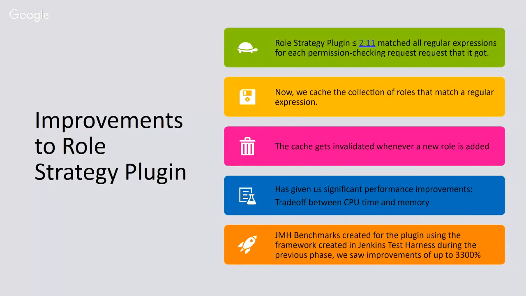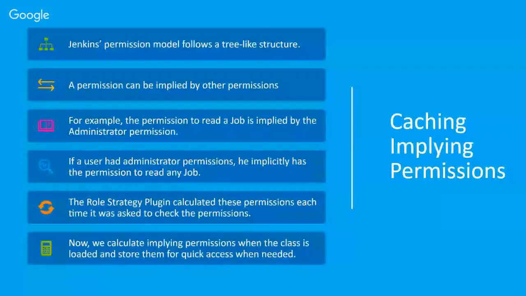performance of the plugin. Improving the performance in this way is a trade-off between the CPU time and the memory, because we're storing all the pre-calculated data inside the memory at runtime. Now, to measure the performance improvements, we were using JMH benchmarks, and from this improvement, we've seen improvements of up to 3,300%. Now, the other thing we've done is to cache the implying permissions.